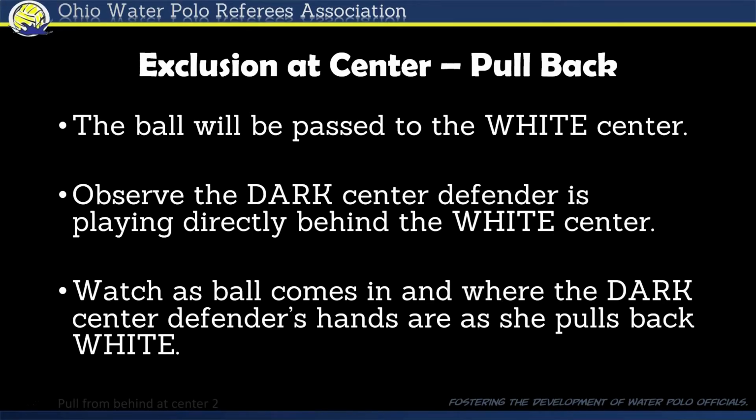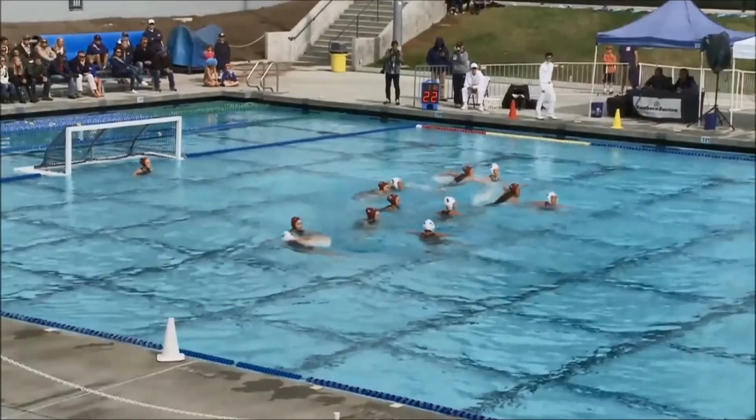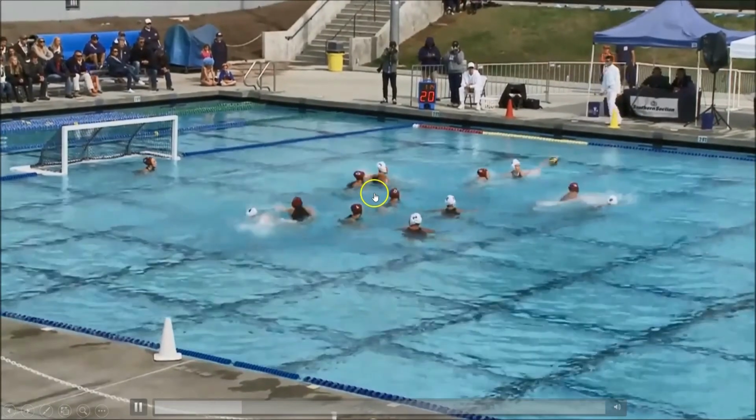There's going to be an exclusion at the center here. Let's go through the bulleted points. The ball's going to be passed into the white center. So white's on offense, dark's on defense. The dark defender is playing directly behind the white center, and look at where the dark center defender's hands are as she pulls back on the white. Hands down is always another thing that referees are looking for here. It's going to be right here.